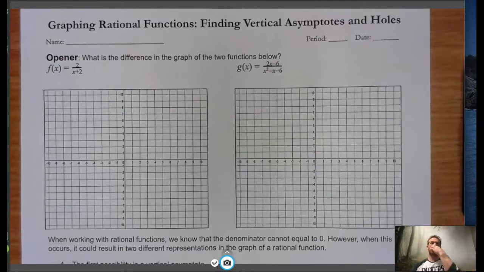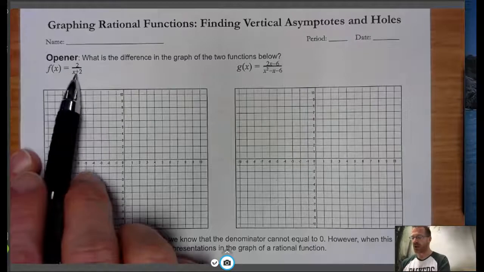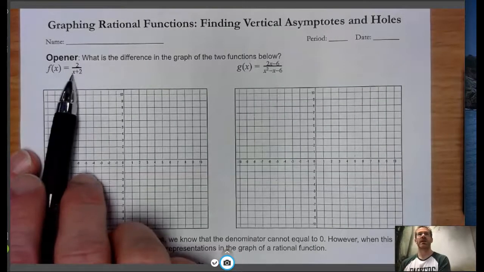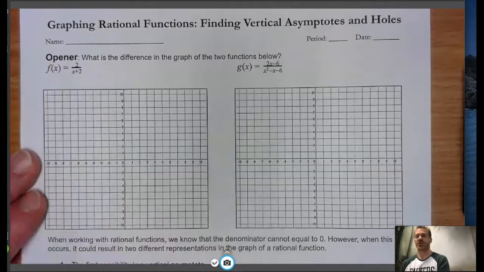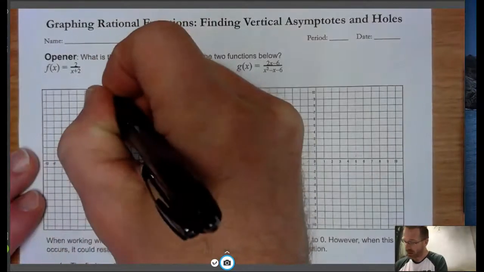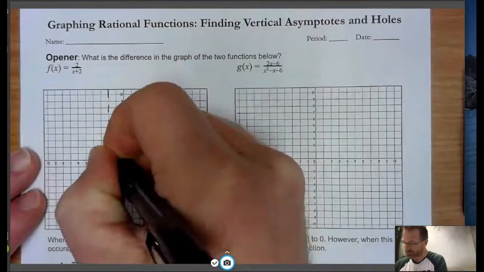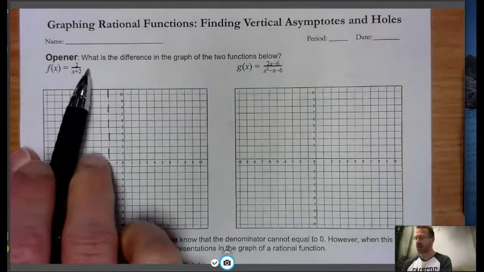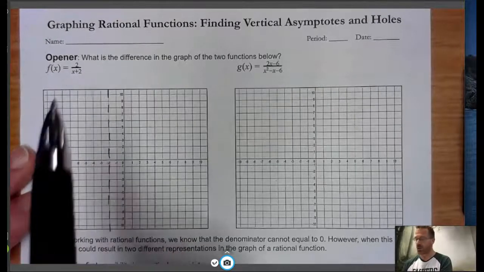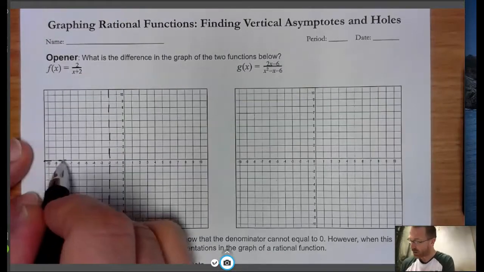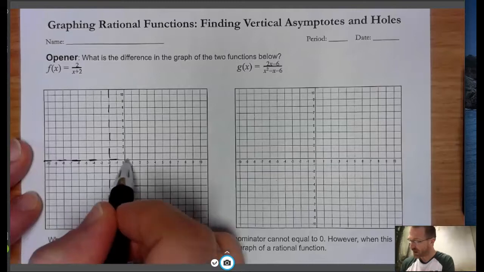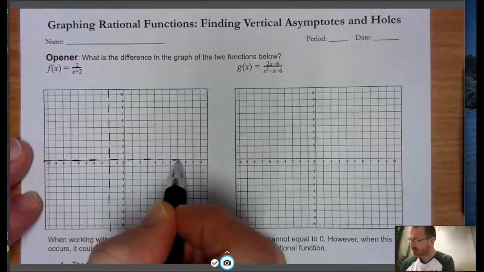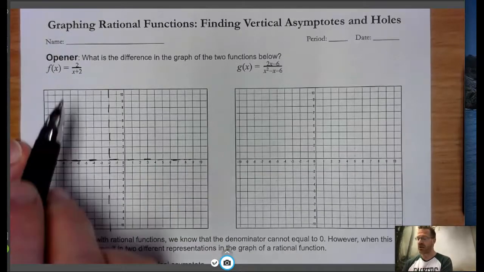All right, so let's take a look at f of x. Now, when we look at this, this is an HK form, and so what we know is that we have a vertical asymptote at -2. All right, so I'm going to draw that vertical asymptote in right here, just like so. Now our k value is 0 this time, so our horizontal asymptote is at 0. So I'm just going to emphasize that here. All right, and then our a value is 2.